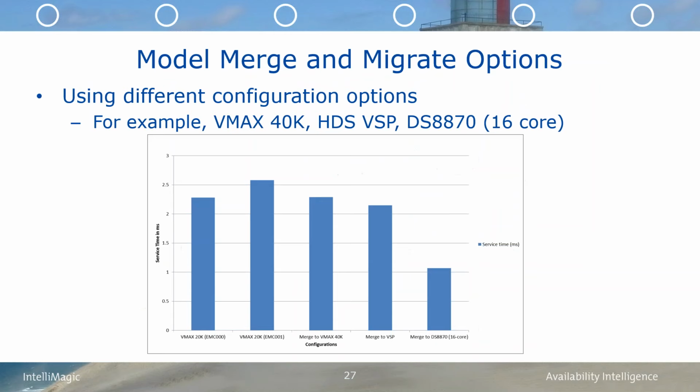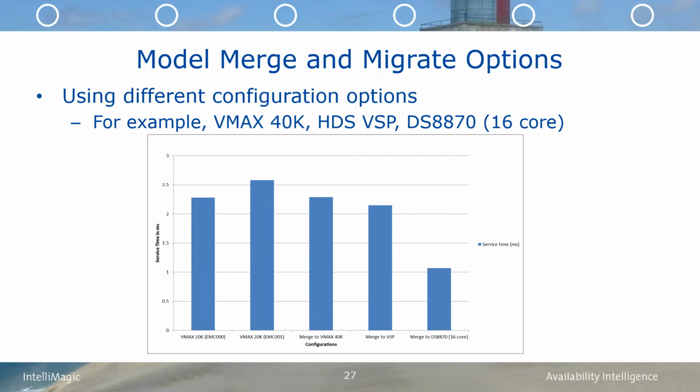The kinds of things that you can do with it are merges and migrations. So this is an example where we have two older Vmax versions, some 20Ks, and we're looking at merging the two onto one. So it's a 2-to-1 merge on a Vmax 40K, or maybe a VSP, or an 8870, or maybe it's the new ones. Maybe it's a Vmax 3, maybe it's the G1000, maybe it's the 8886. So there are different models in Direction that we can do the merges to.